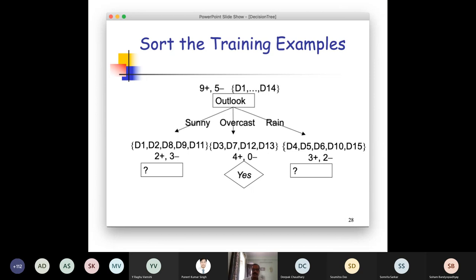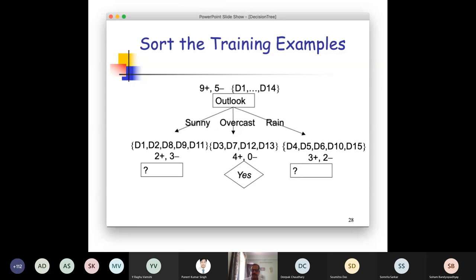Now look at the conditions of those partitions once again. These are the nodes which need to be expanded. In particular, note that when the value is overcast, there are four training examples in that partition, and all four of them are positive, meaning yes. So in that case, this is a pure node.